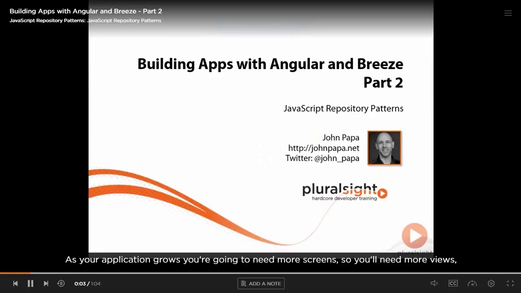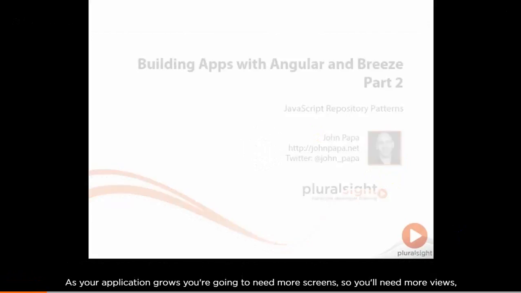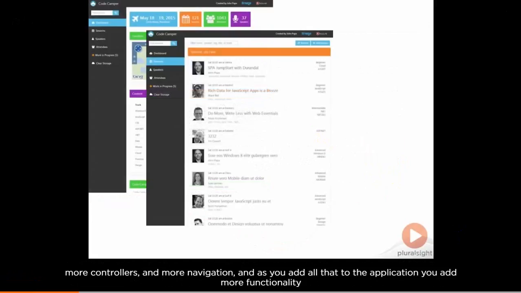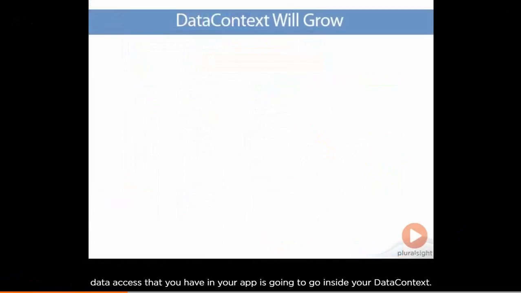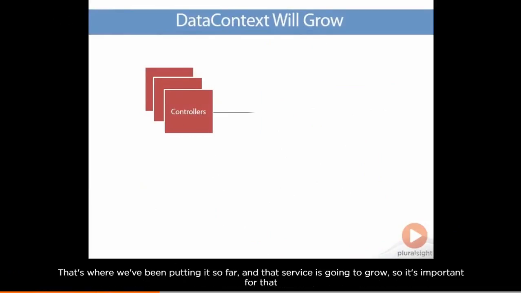As your application grows, you're going to need more screens, so you'll need more views, more controllers, and more navigation. And as you add all that to the application, you add more functionality to it. And that functionality comes along with more data. So all the data access that you have in your app is going to go inside your data context. That's where we've been putting it so far. And that service is going to grow.